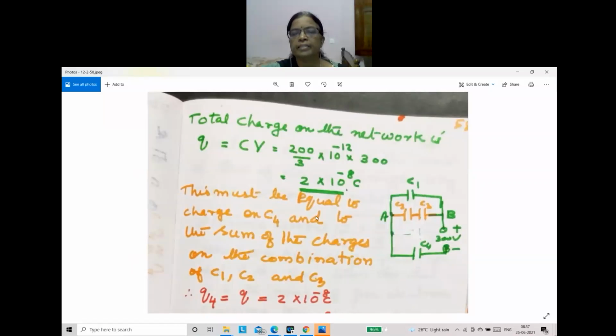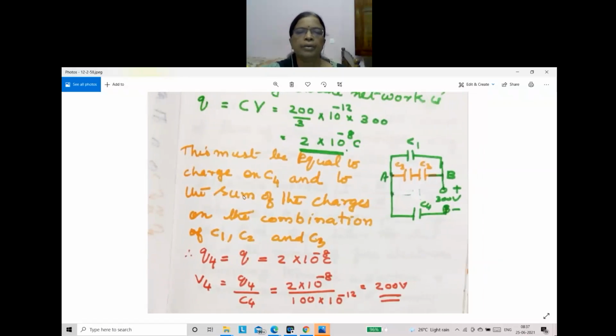So the total charge you know will be the same as on C4, which is in series. This is in series with this combination. So this same charge will be there on this C4 capacitance. This must be equal to the charge on C4 and the sum of these two.